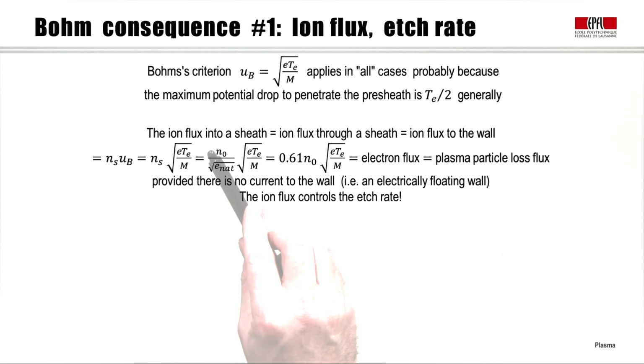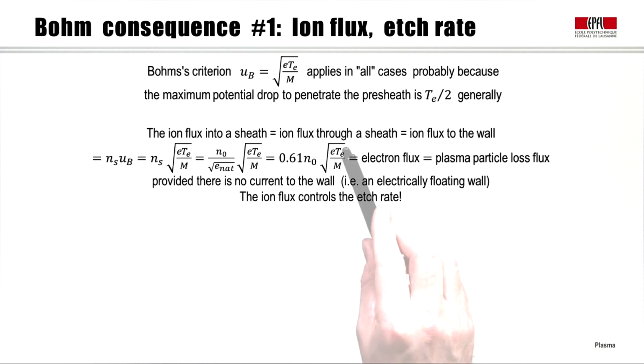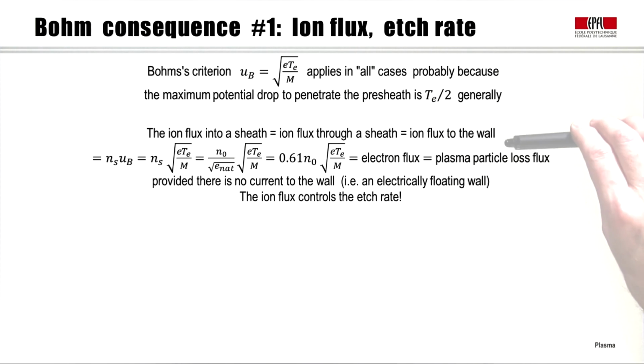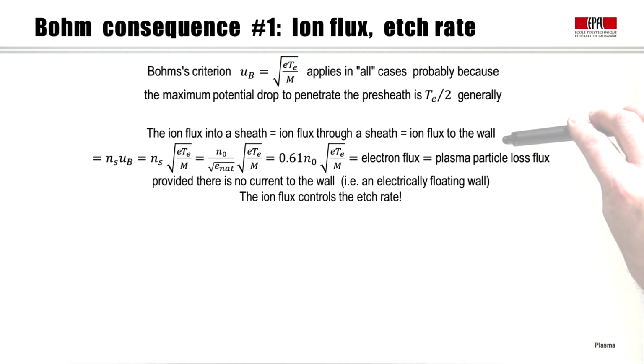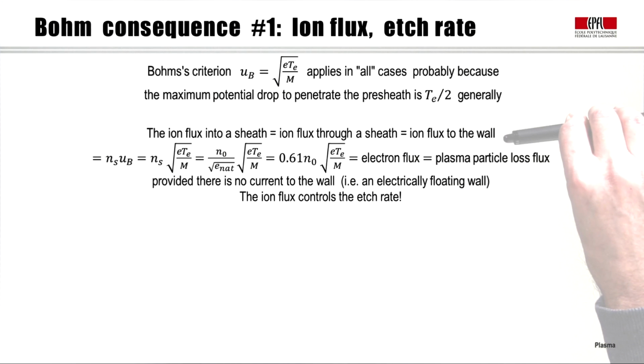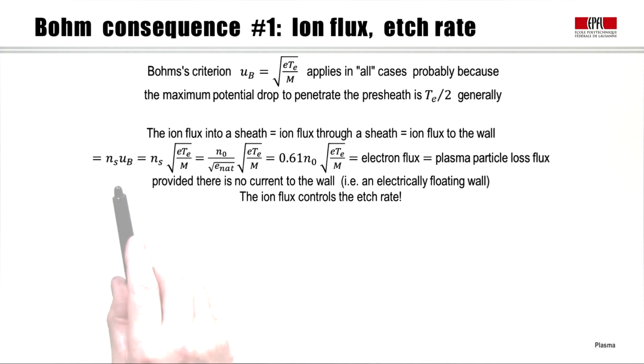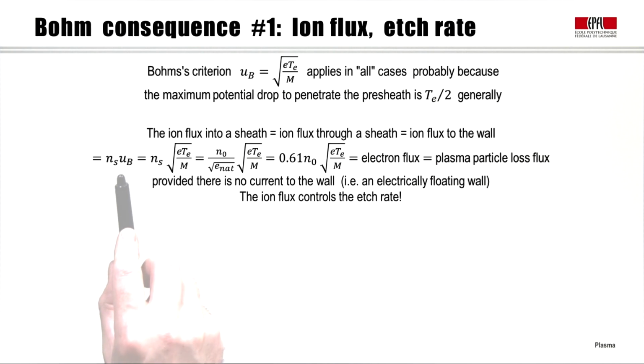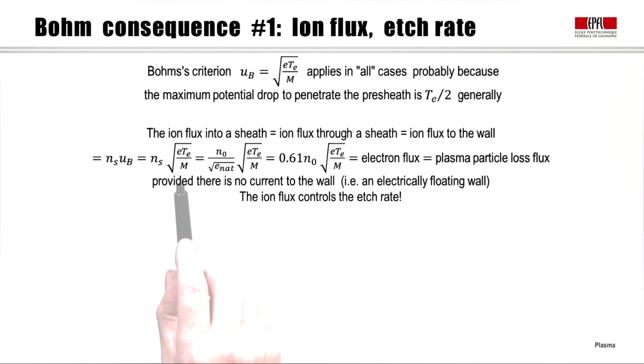Now the ion flux into a sheath equals the ion flux through the sheath equals the ion flux to the wall because of conservation of ion flux crossing the sheath, that is, no ionization in the sheath. And therefore the ion flux to the wall is the same as the ion flux into the sheath, which is Ns times the Bohm velocity.